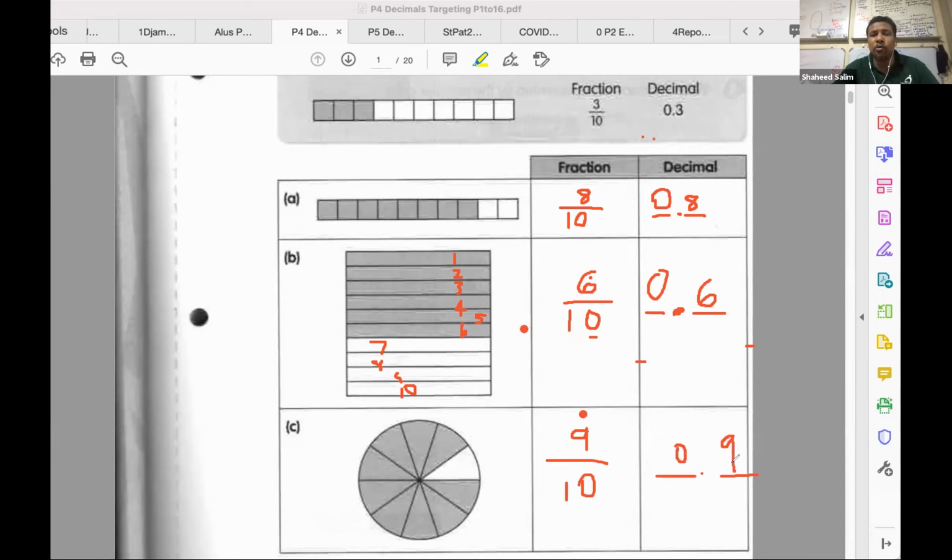Come on, you must try. Don't be fidgeting with the thing. You must try. Instead of trying, you're fidgeting with the thing. Okay, so 0.9. Okay, so we move on to the next one now.